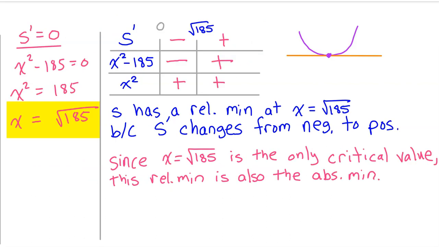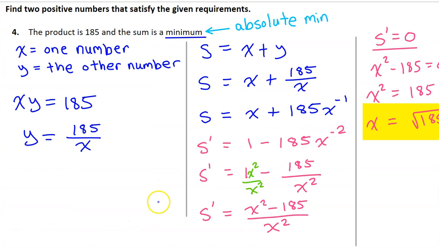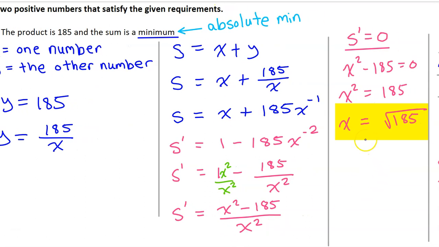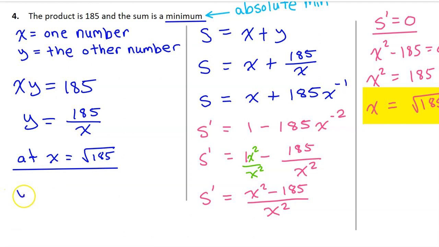I told you that our solution would have 3 parts to it, and so far we only have 2. So where does the third part come in? Well, we have not quite answered the question. We were supposed to find 2 positive numbers that satisfy the given requirements. So far we have found 1. We found x equals radical 185. We also need to find the value of y. So let's say at x equals radical 185, y will equal 185 over radical 185.